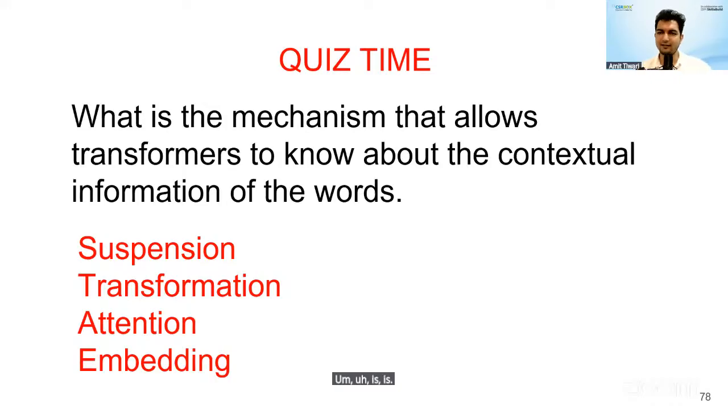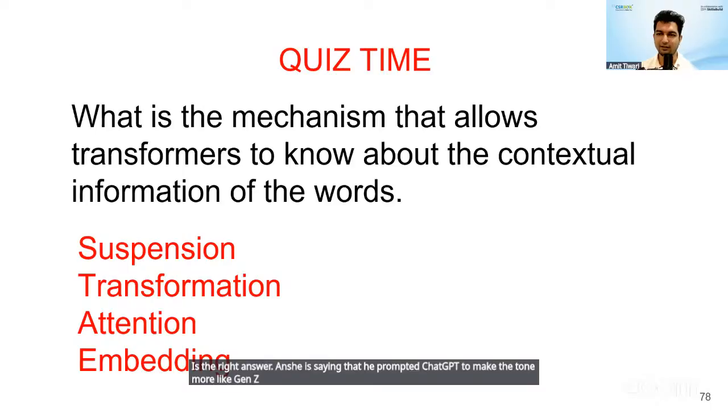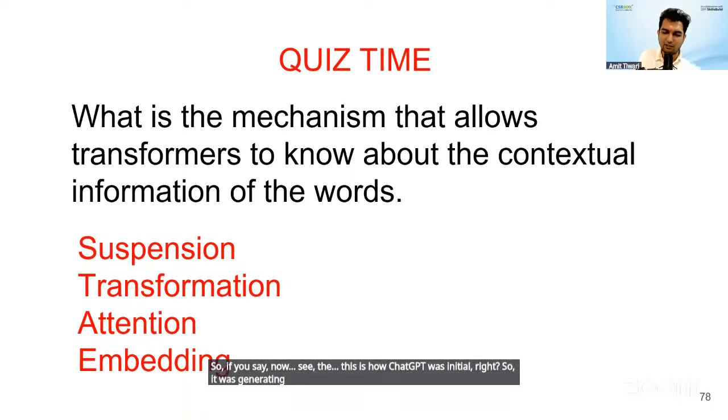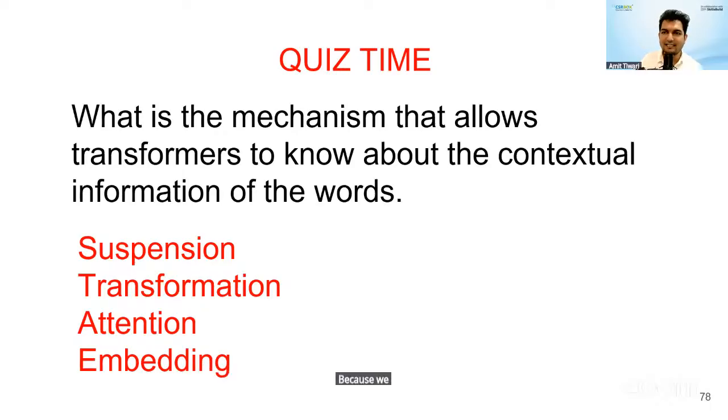Ansh is saying that he prompted ChatGPT to make the tone more like Gen Z, and it changed the wording. How do they do that? How do they know how to create a tone like a human? This is how ChatGPT was initially: it was generating something, and then we were doing reinforcement learning and all these things. Now ChatGPT has ingested so much context because we have been continuously talking with ChatGPT. It is also self-training itself.